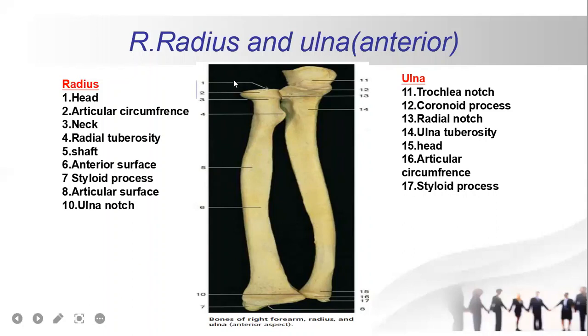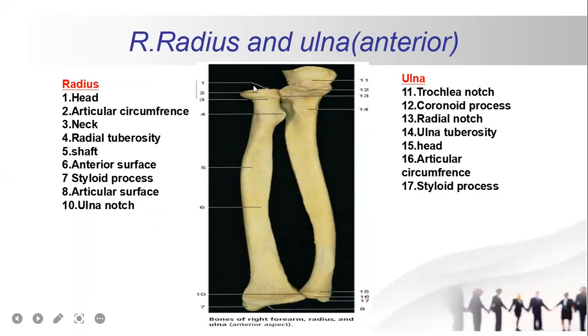This image was taken from the anterior aspect of the forearm. As with other bones, we have the anatomical areas and landmarks, the grooves, the projections, and the sulcus. Number one, we have the head of radius. On this side we have the radius, and on the other side we have the ulna. Let's start from the radius.